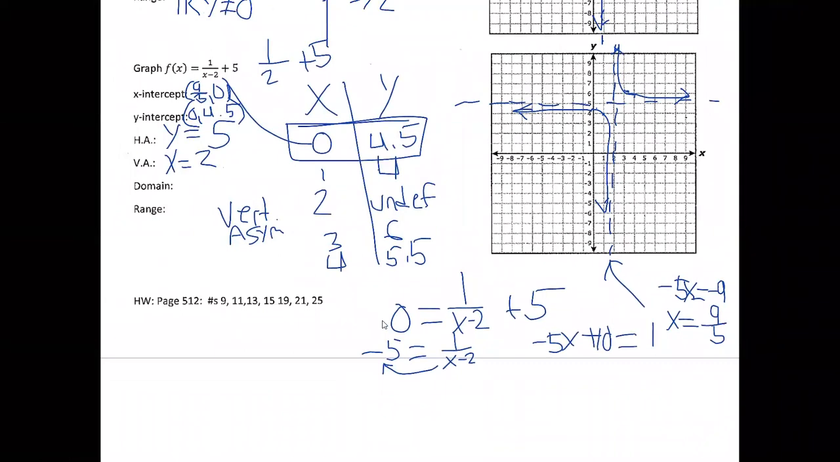And then our domain, well, it would be all real numbers, except, remember, domain is our x value. So the only x value it can't be is 2. That's where our vertical asymptote is. Basically, your domain is going to be everything except your vertical asymptotes. Your range is going to be all your real numbers except your horizontal asymptote. So y can't equal 5. As a helpful tip, your horizontal asymptote goes with your range, the vertical asymptote tells you about your domain. And that's it for our notes.